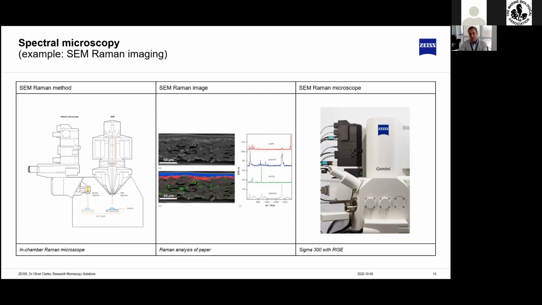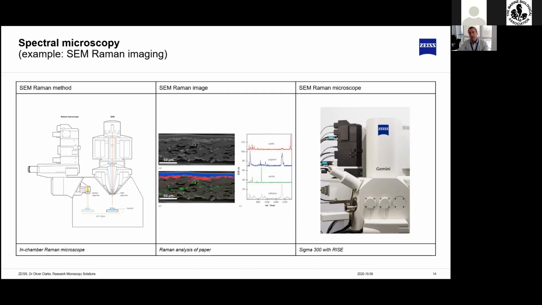In this case, this is an example of a paper where they've identified the different constituent parts that make up a layer of paper. The interesting one there is the fingerprint of the polymer. So plastics work very nicely with Raman and show a lot of promise. This is an in situ system, so the Raman imaging is inside the chamber. So the correlation is very, very good because everything sits on the same mechanical stage format.